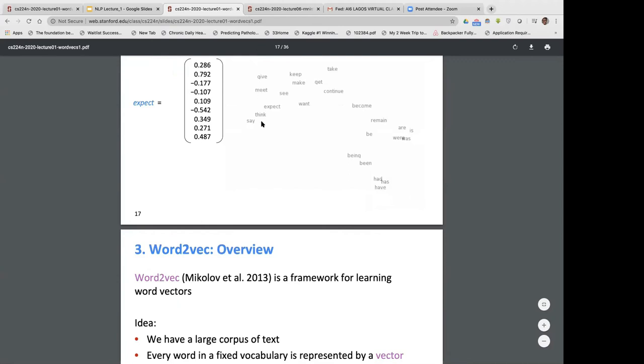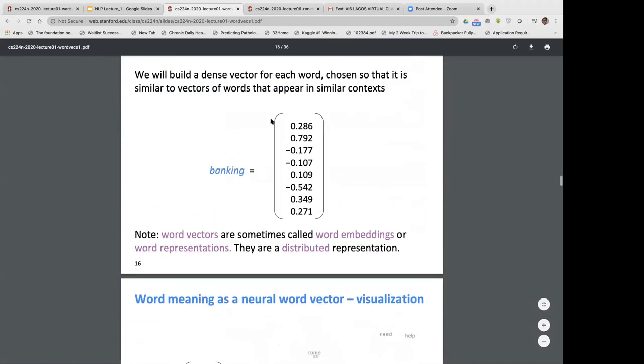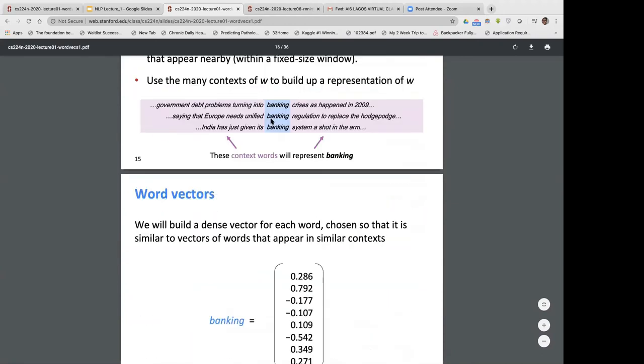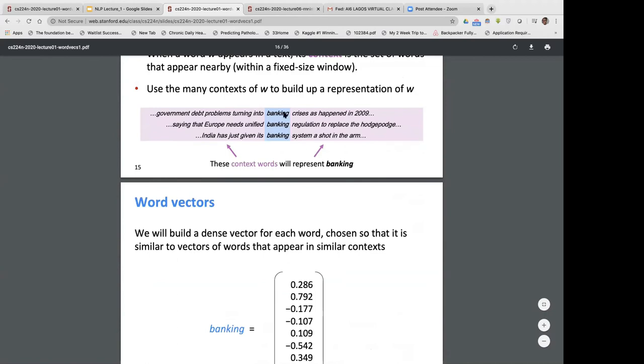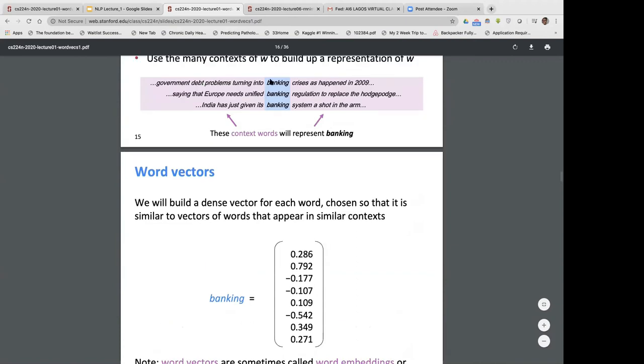Yeah, it did. So, for example, the banking word vector was gotten from those three sentences where banking was in, not just one. These three sentences, yes. So given that these three sentences are in your text data, do you understand?